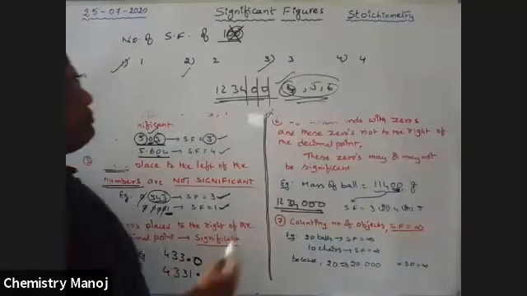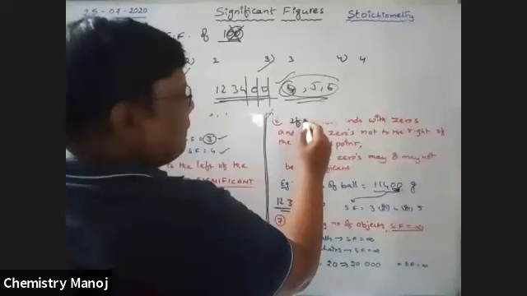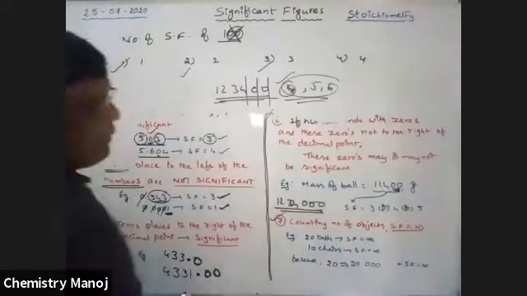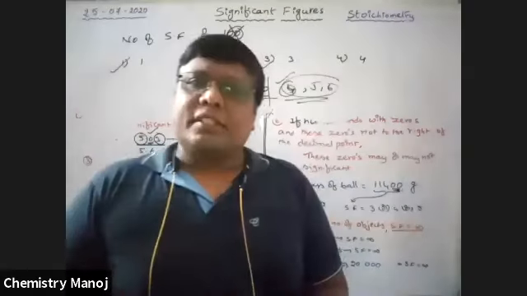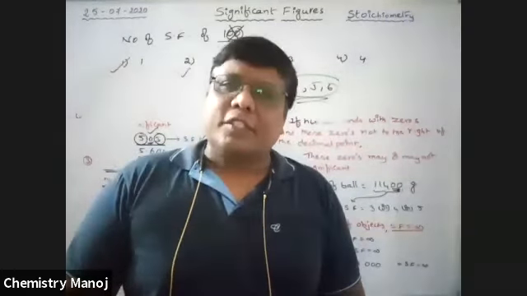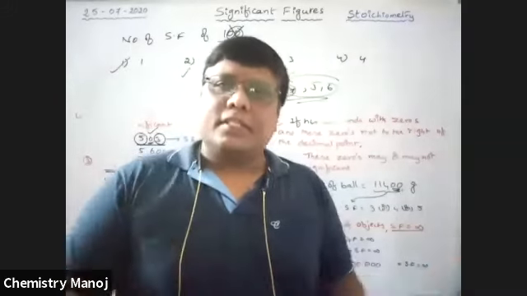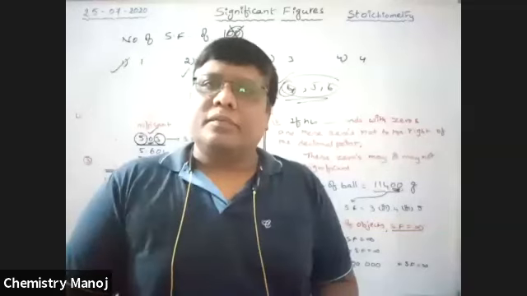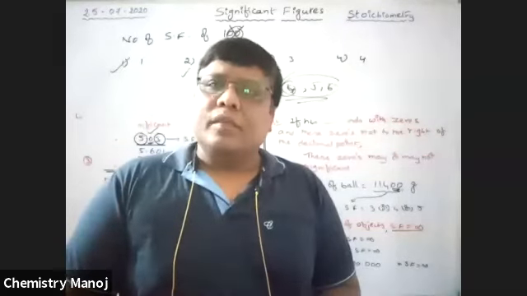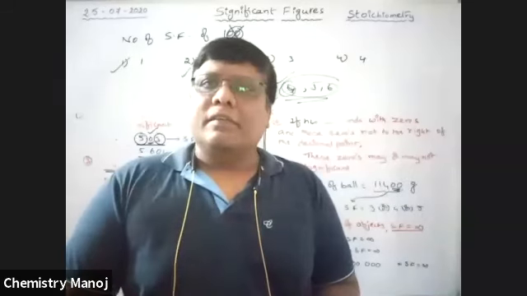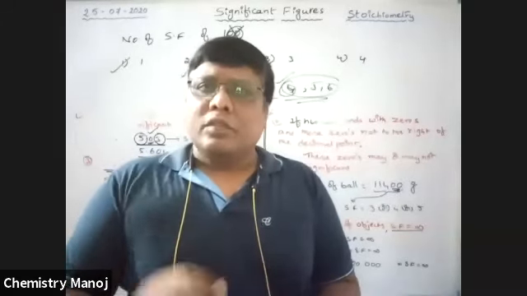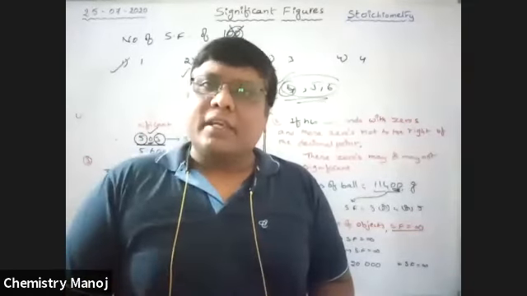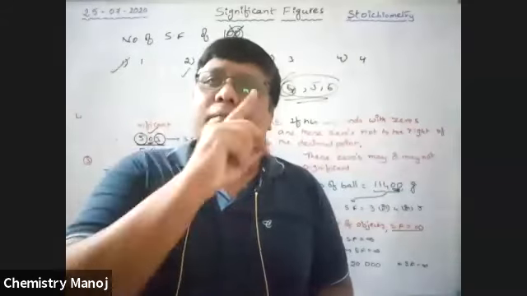Next rule. Last one. Counting the number of objects. Counting the number of objects means 10 pens or 20 chairs, 5 pens, 5 eggs. So that means some objects are counted. Counting of number of objects has infinite number of significant figures.